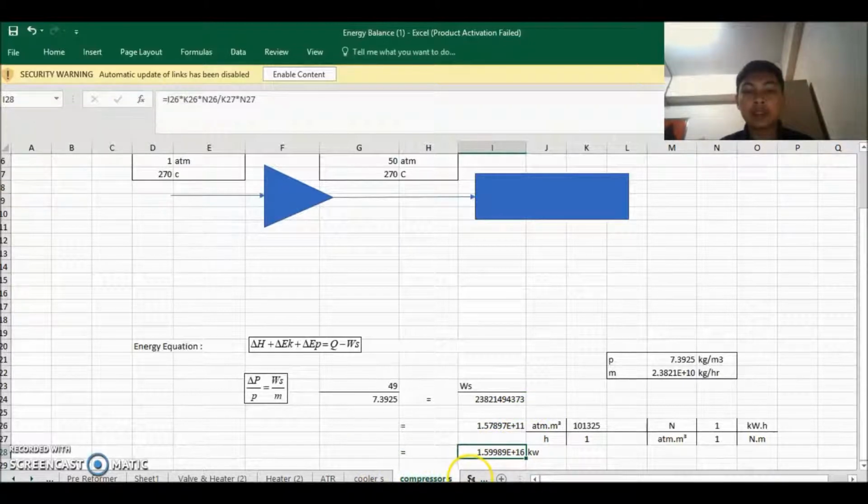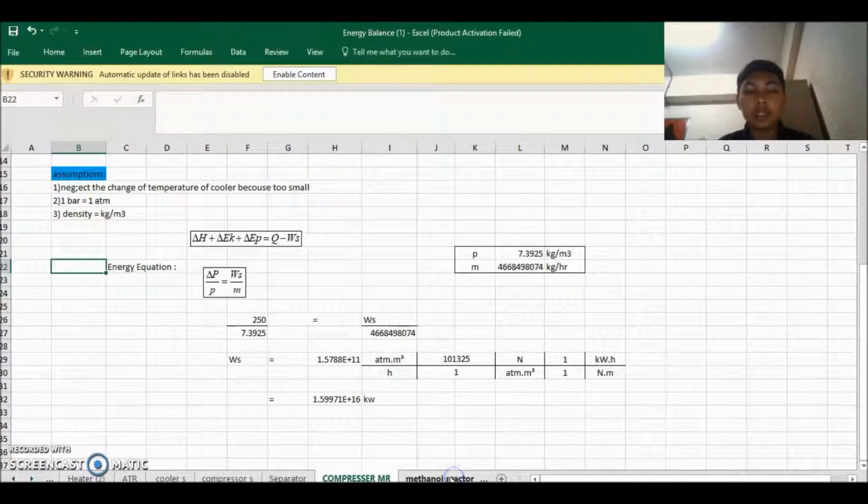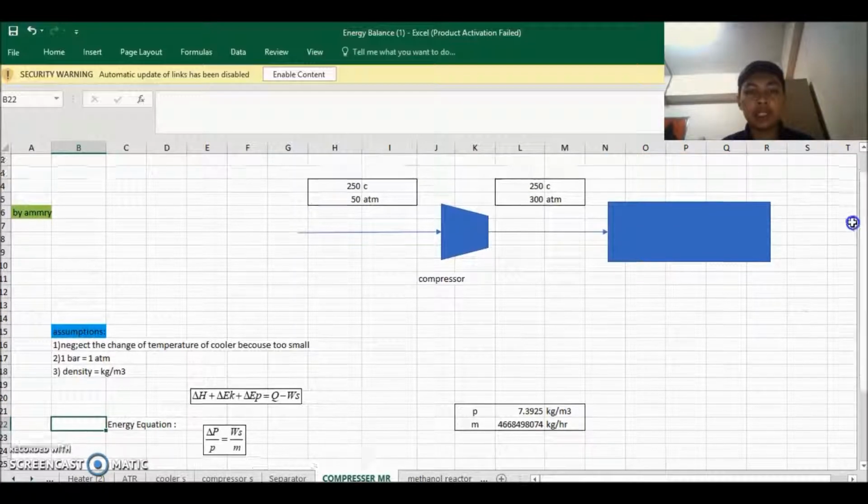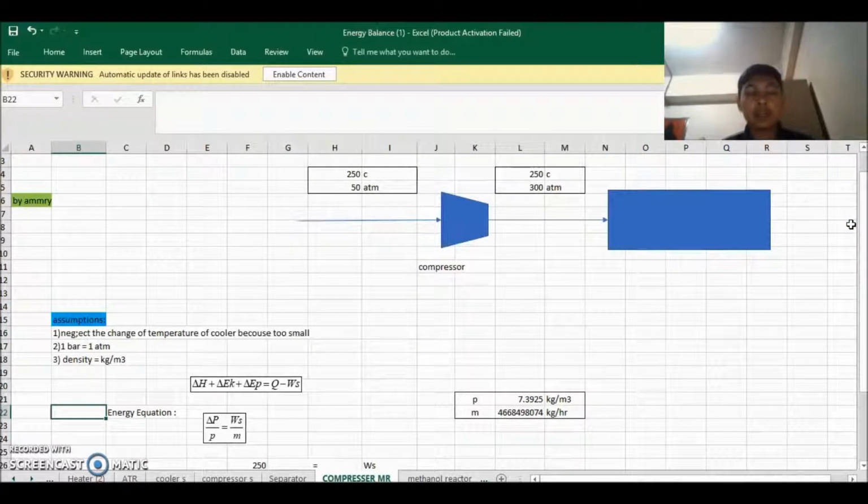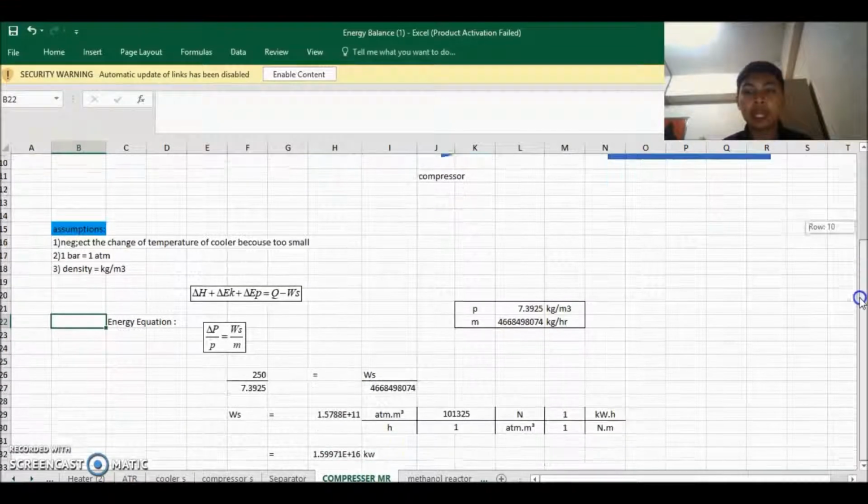Okay, next I will proceed with the compressor for the methanol reactor. For this unit, I assume that we neglect the change of temperature because the change of temperature is very small. I assume that 1 bar equals 1 atm, and density is in kg per m3. I use the same method as before.